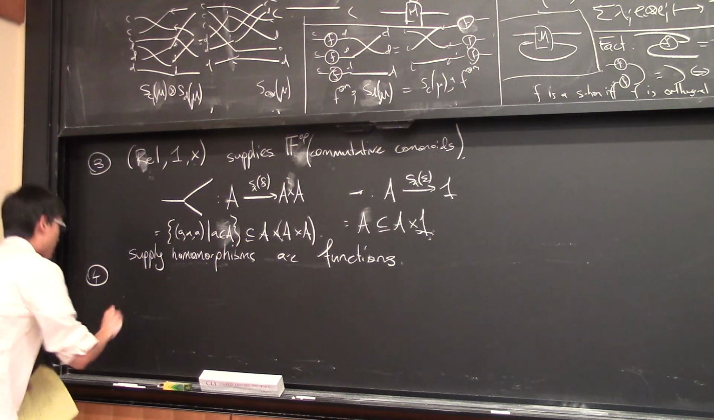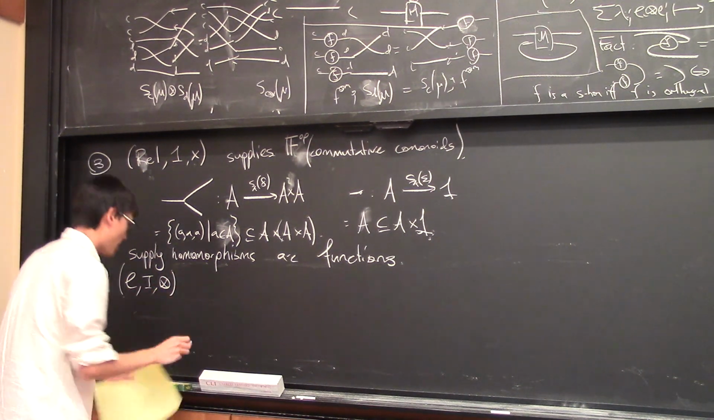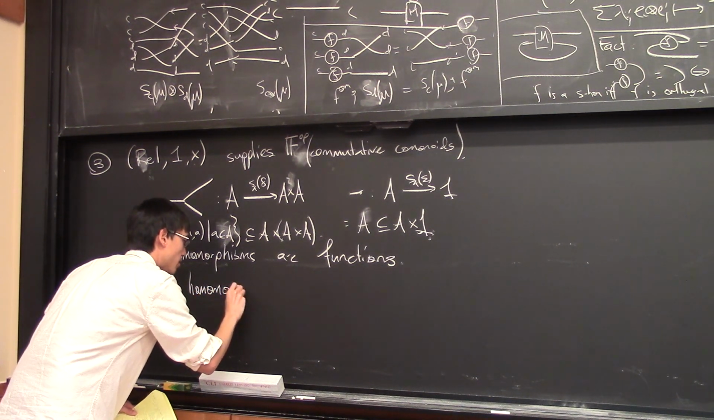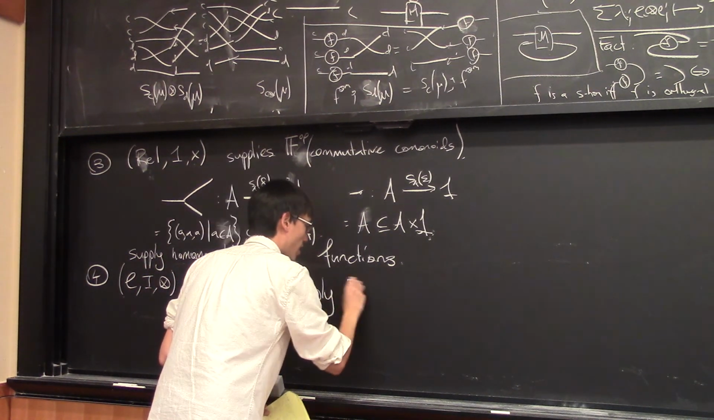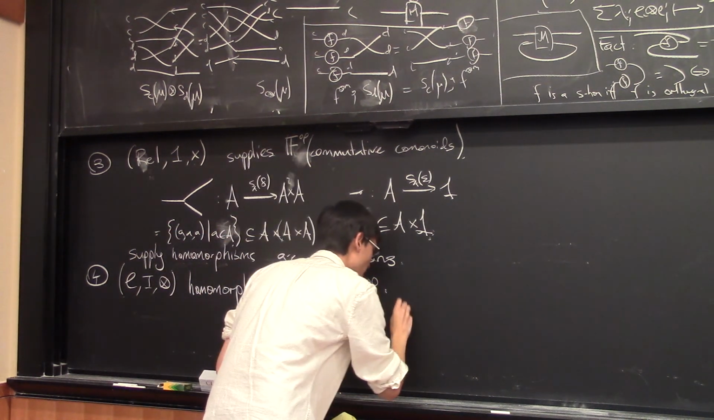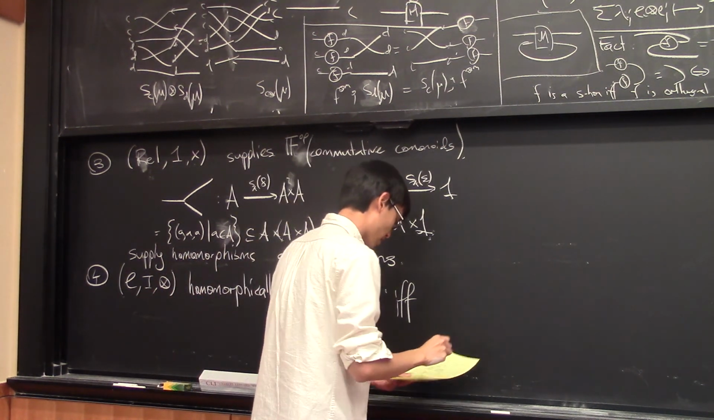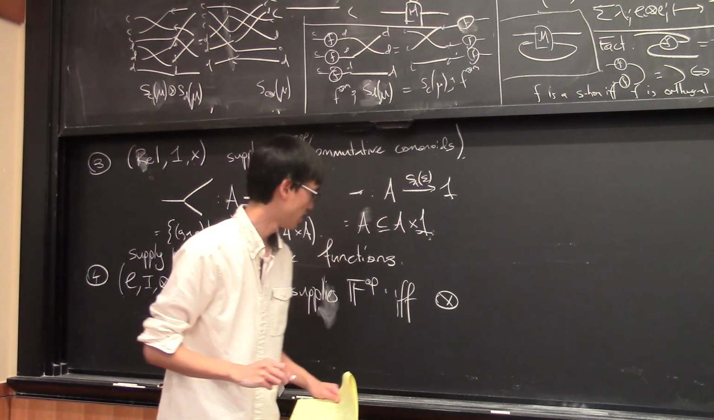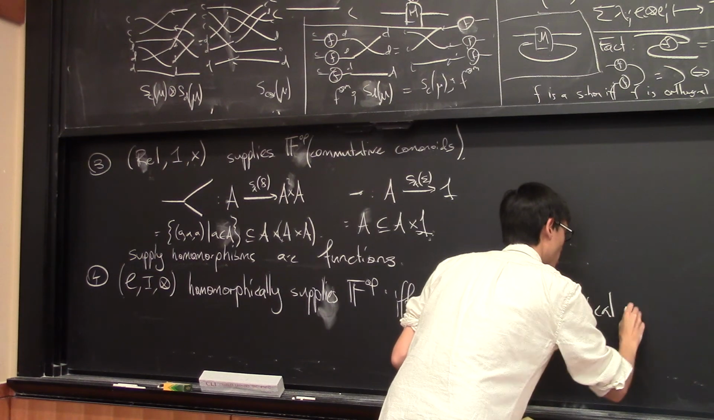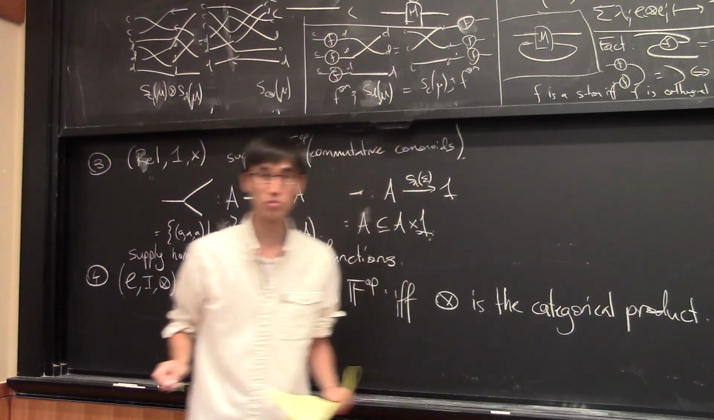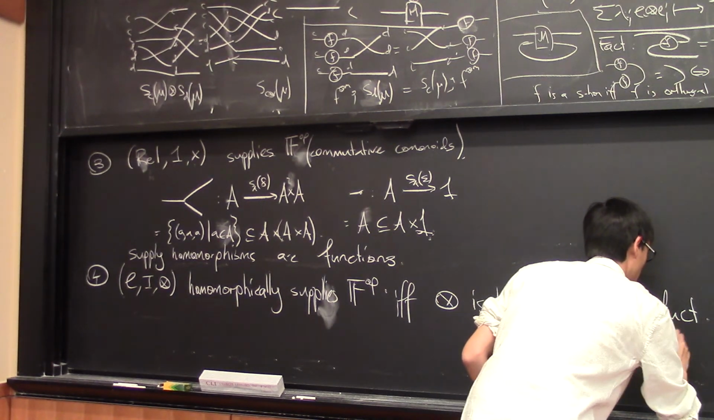But finally, I want to state a slightly more general theorem, which is that if we take any monoidal category, we could ask it to homomorphically supply these commutative comonoids, so F op. And this is true if and only if this tensor is not only a monoidal product, but is a categorical product. And I is 1, or do you need I also to be 1? That terminal? Oh, yeah, okay. And I is terminal.